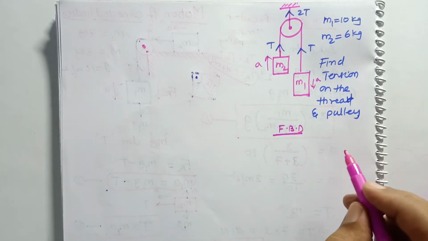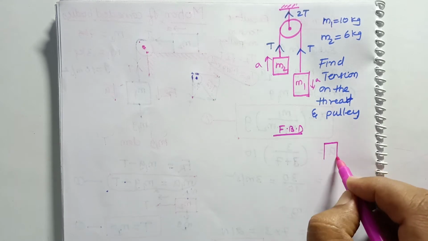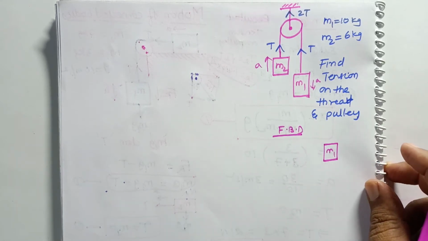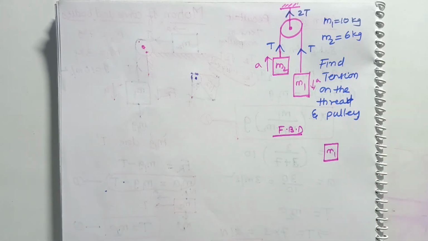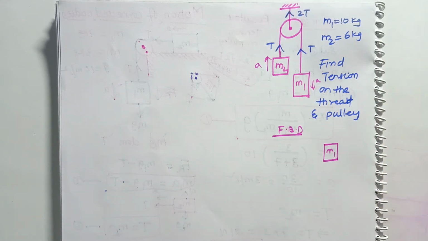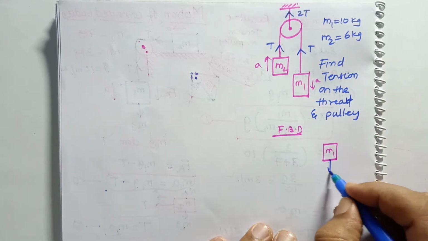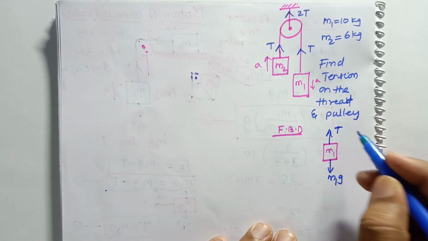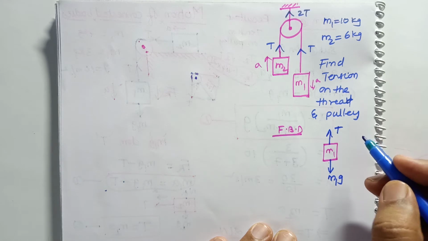What is the meaning of free body diagram? First, I am drawing M1 separately and discussing what a free body diagram is here. If I am discussing a free body diagram, it means you have to consider this mass separately and discuss how many forces are acting on it. It is clear that M1G is always acting downwards and tension T is always acting upwards here.